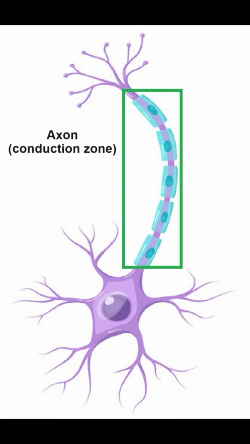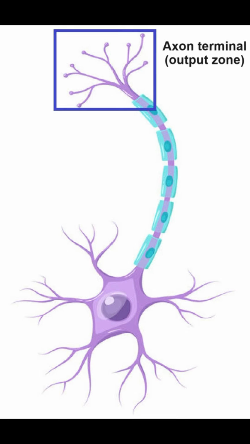Next is the axon, or the conduction zone. This is where information will travel down until it reaches the end of the neuron at an area called the axon terminal. This is the output zone of the neuron. At the axon terminal, information exits the neuron in the form of neurotransmitters and enters what's called the synapse.